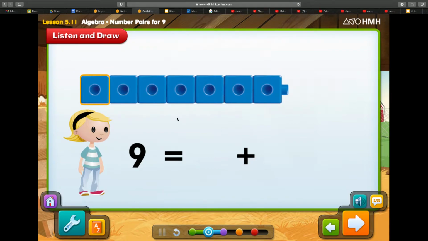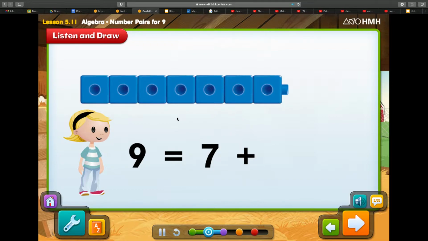Okay, so we're going to start off with counting the blue cubes. 1, 2, 3, 4, 5, 6, 7. Ari has 7 blue cubes.